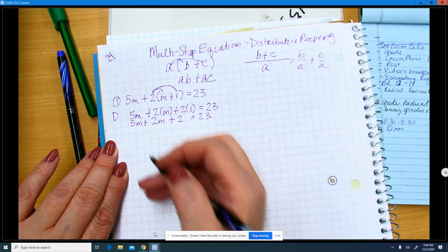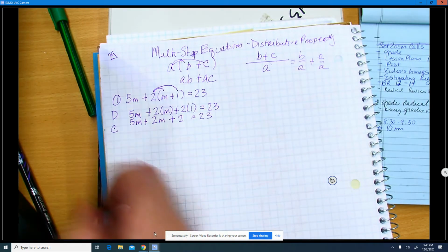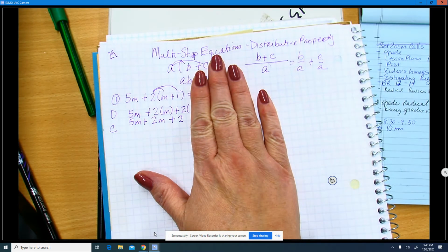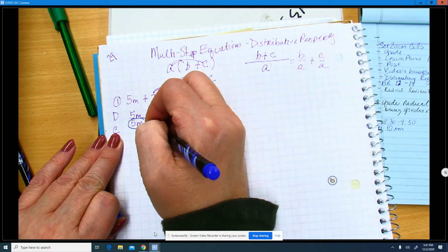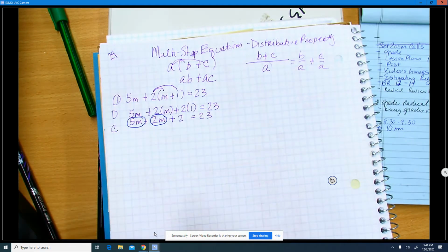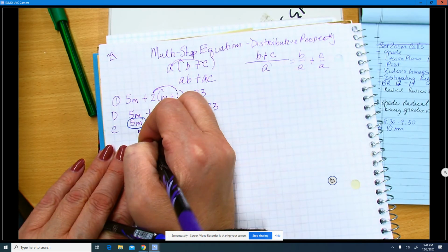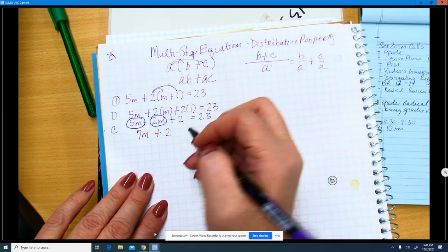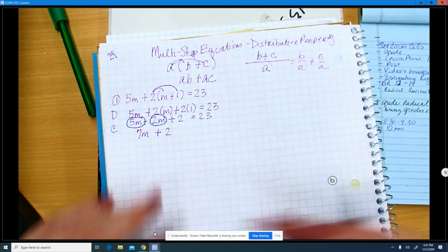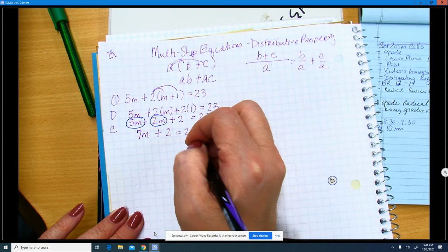Next step, combine. Put a C here to remind us that we're going to need to combine. So I look at the left side of the equal sign, and I can see I have a 5m and a 2m that are alike. So 5m plus 2m is going to give me 7m. And then I have a fixed number of 2 that's going to come down because there's nothing to combine with it. And on the other side, I just have 23. So one term, no combination happening.